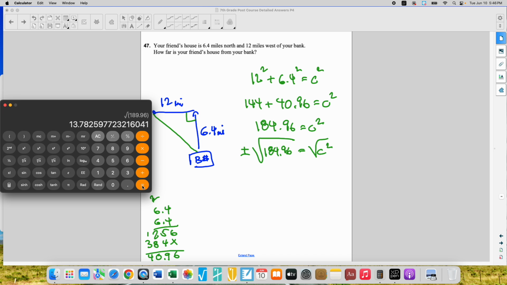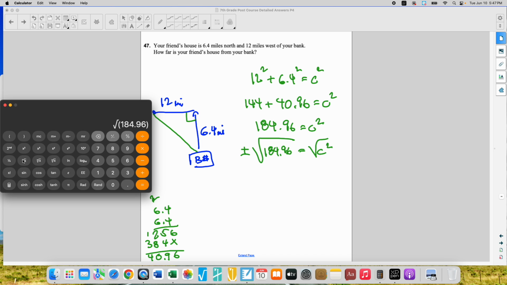So before we do that, let's make sure that we did 6.4 squared correctly. That gave us 40.96. Let's add 144. We got 184.96, so that number was correct. Let's take the square root.